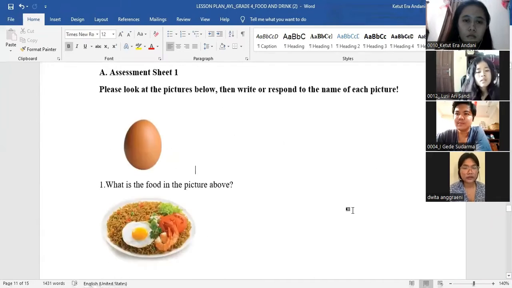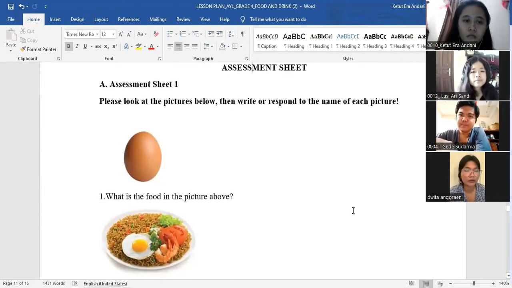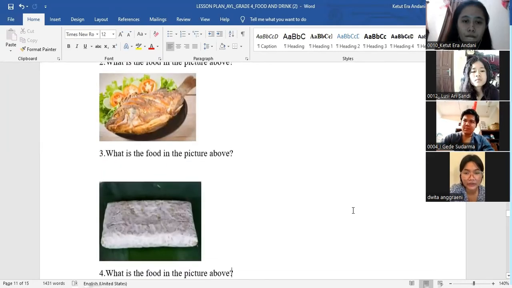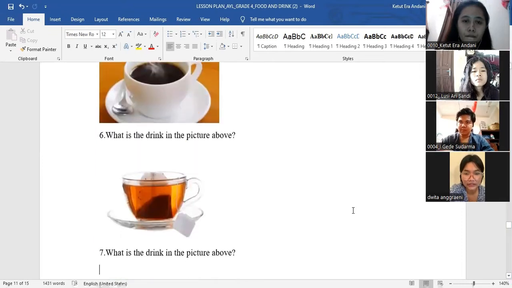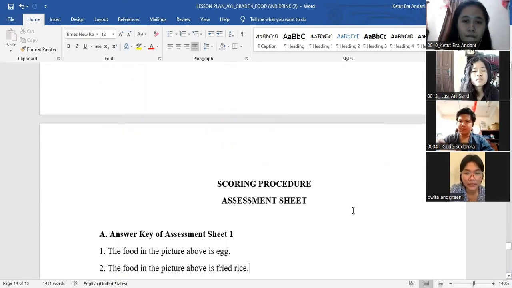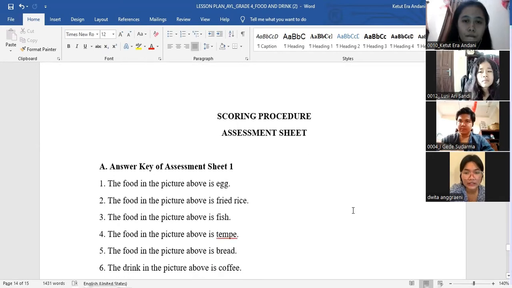Okay. For the next, I will explain about our assessment sheet. The assessment sheet 1. The instruction is, please look at the picture below, then write or respond to the name of each picture. So for the question number 1, what is the food in the picture above? And for the question number 2 and until number 10, you can see from the screen. That's all our question about assessment sheet.